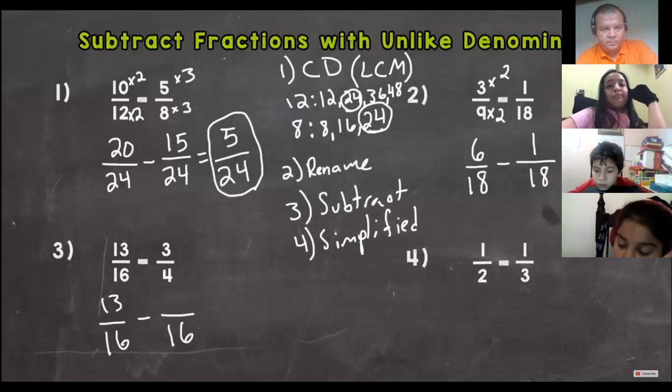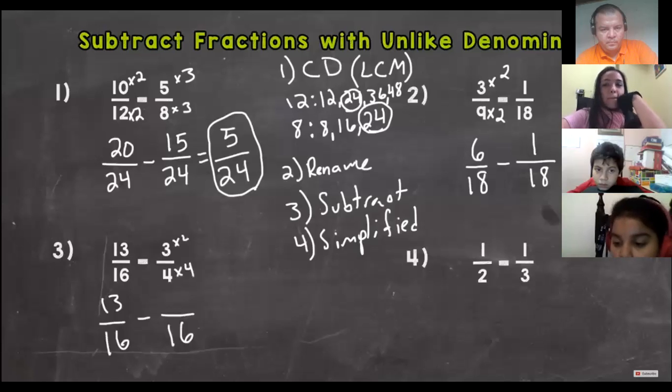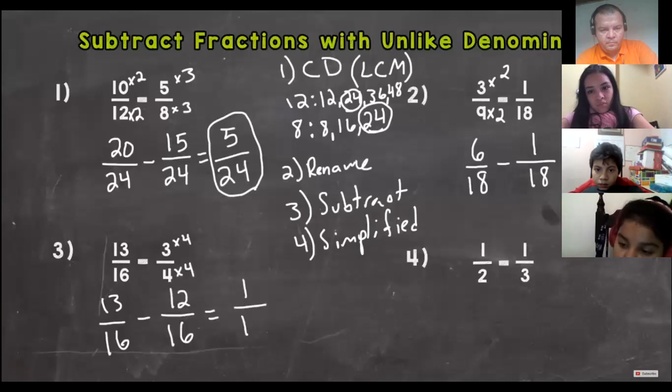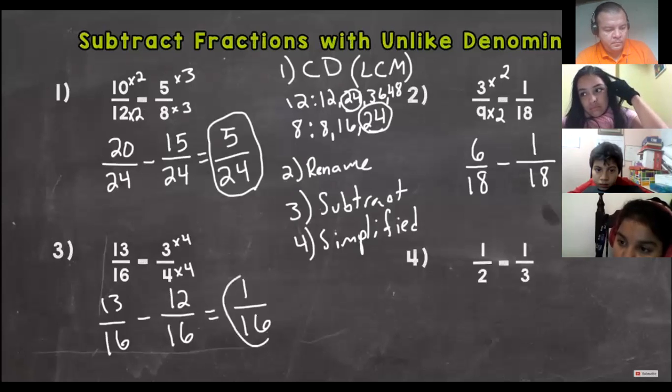For the second one, 4 times 4 is 16, so 3 times 4 is 12. 13 minus 12 is 1. Keep our denominator the same. 1/16. Can't break that fraction down anymore. Can't simplify. Only common factor is 1, so we are done.